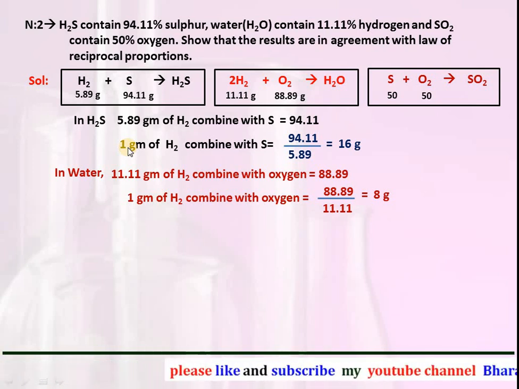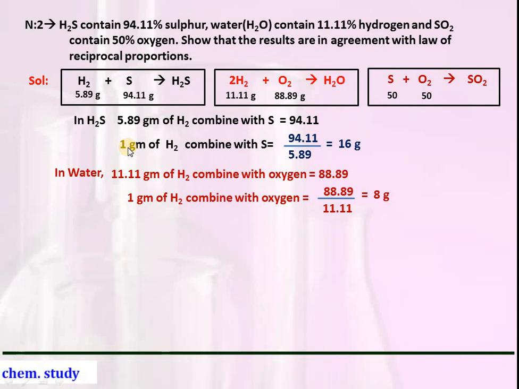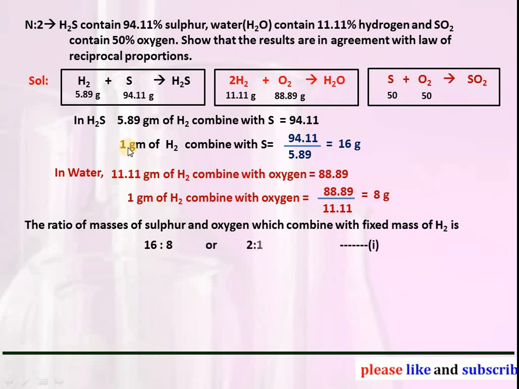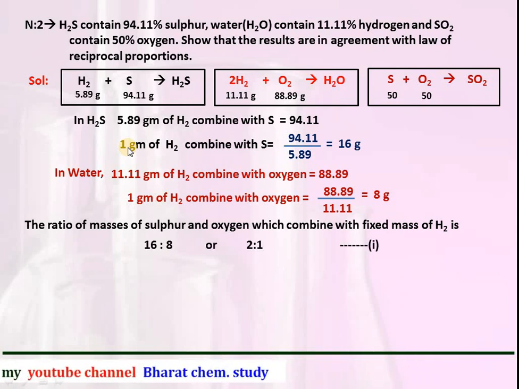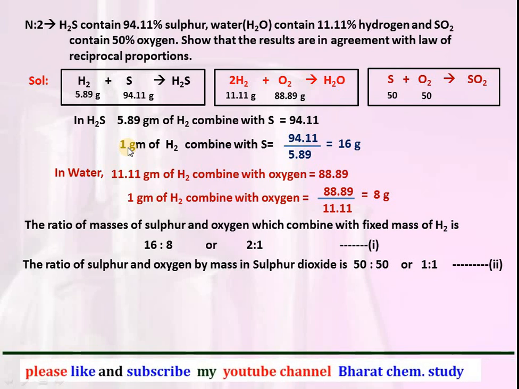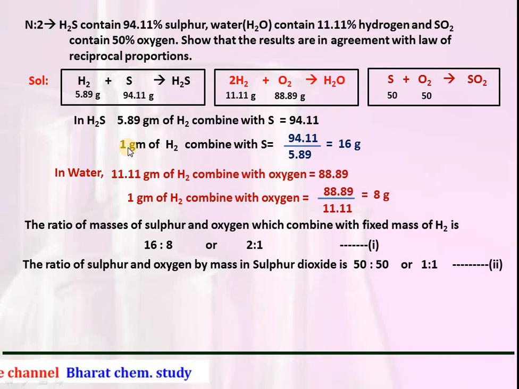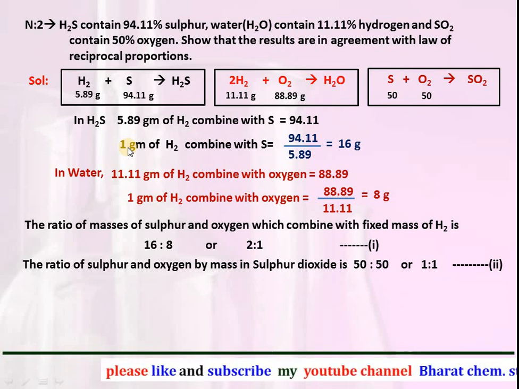Now we are going to take the ratio of this sulfur and oxygen, which combine with a fixed mass of hydrogen, and the ratio comes to be 2:1. Always remember, here we have taken the mass of sulfur first and the mass of oxygen second. When sulfur and oxygen combine with each other, the ratio of the masses is 50:50, equal to 1:1.